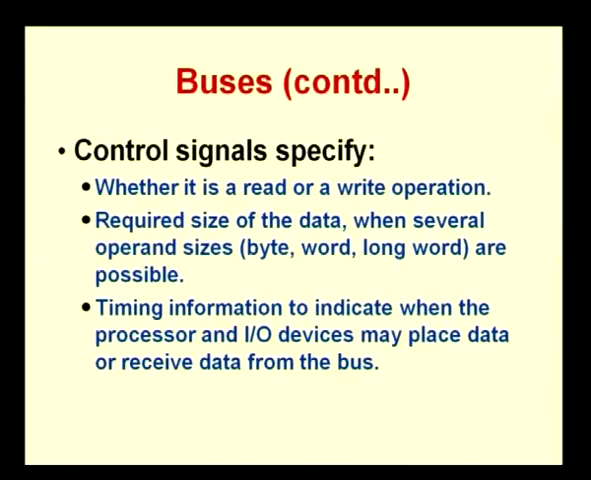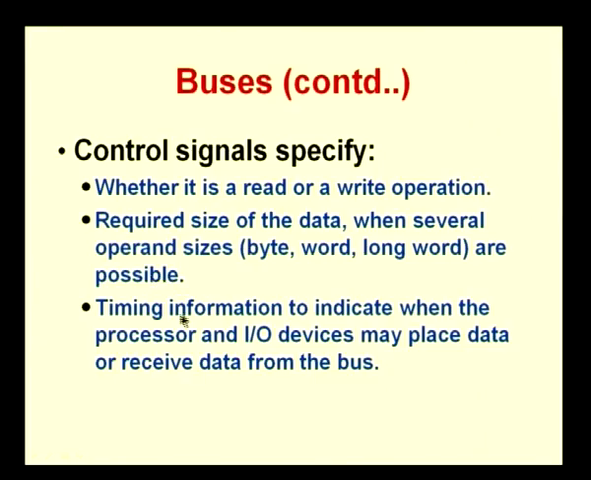Second thing that we need to specify is the size of the data, the required size of the data, especially when several operand sizes are possible, that is whether we are reading a byte at a time or a word or a long word and so on. Your bus itself may be supporting a long word, but using the long word bus you may actually be transmitting only a byte or a word, in which case you need to specify what is the size of the data that is being transferred. Okay, this is the second thing that we need to specify.